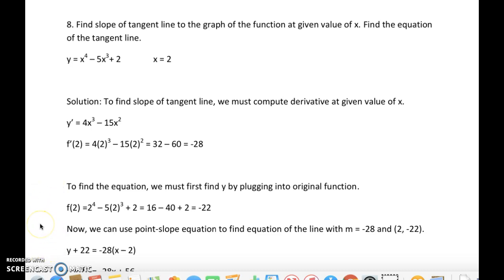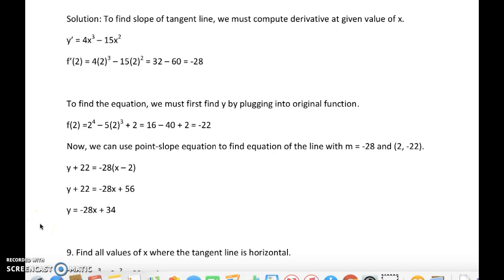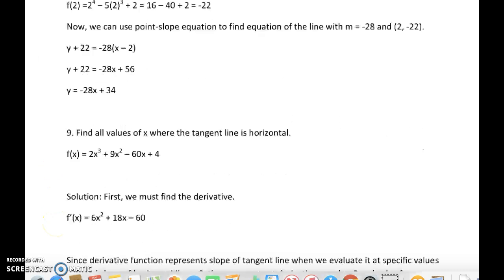We can go ahead and plug it into our point slope form. So we have y plus 22, because remember the formula is minus, so we have to change it to a plus. Our negative 28 is from our slope of our tangent line, times x minus 2. 2 would be given from our problem. And if we simplify this, we have y is equal to negative 28x plus 34. Let's go ahead and look at another problem.